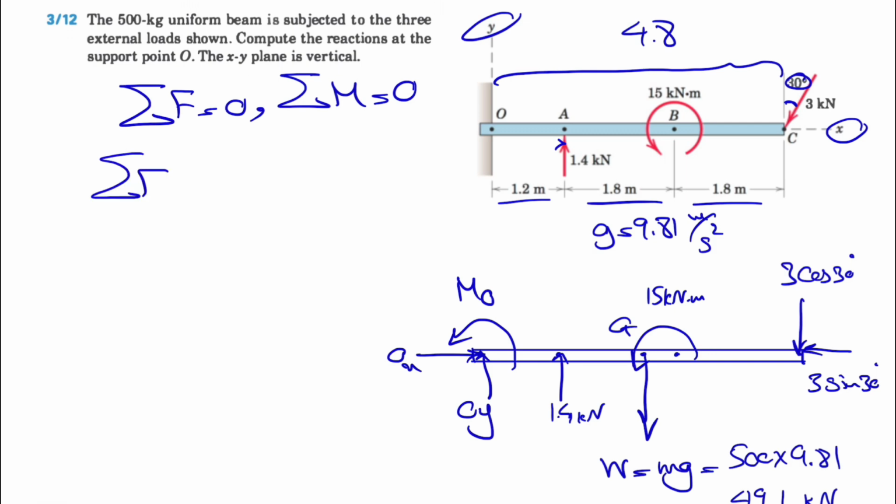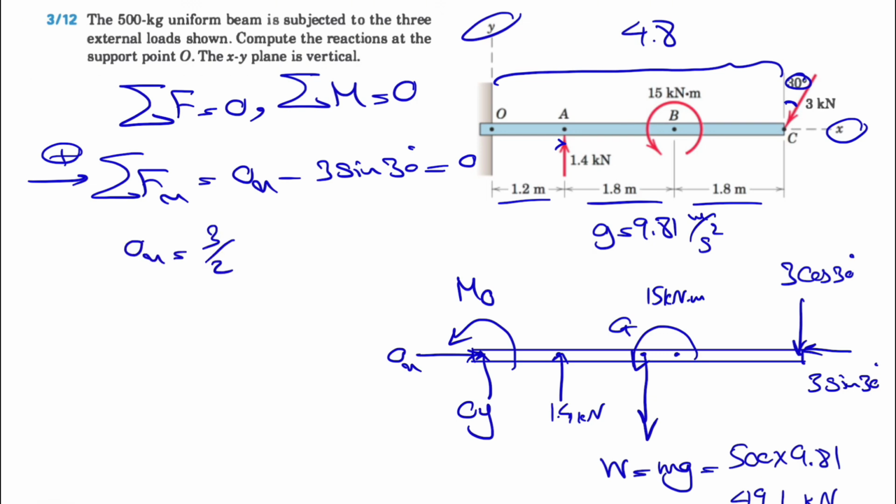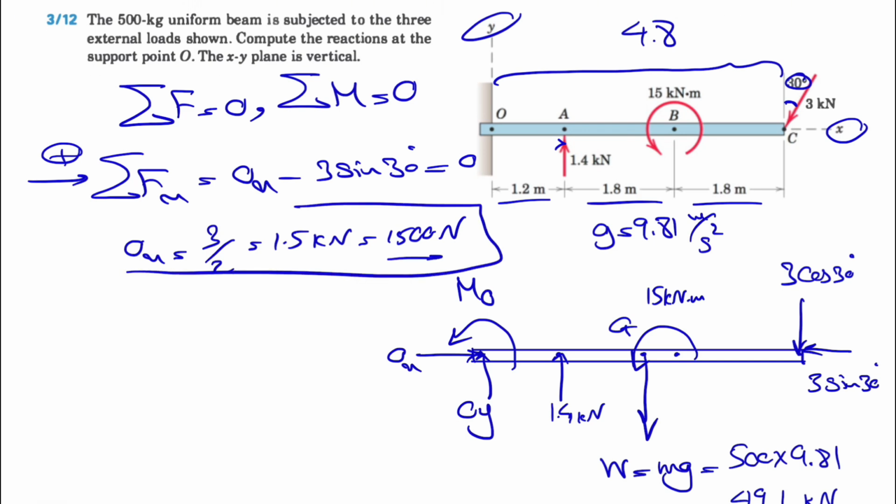We can start with sum of all forces in X direction. We have positive sign for X, and we have OX, which is positive, and minus 3 sine of 30 degrees equal to 0. These are the only two forces that we have in X direction. We know sine of 30 is 0.5, so our OX is 3 divided by 2, or 1.5 kilonewton, or 1500 newton, and the direction will be to the right since we did not get any negative sign, so our assumption at the beginning was correct.